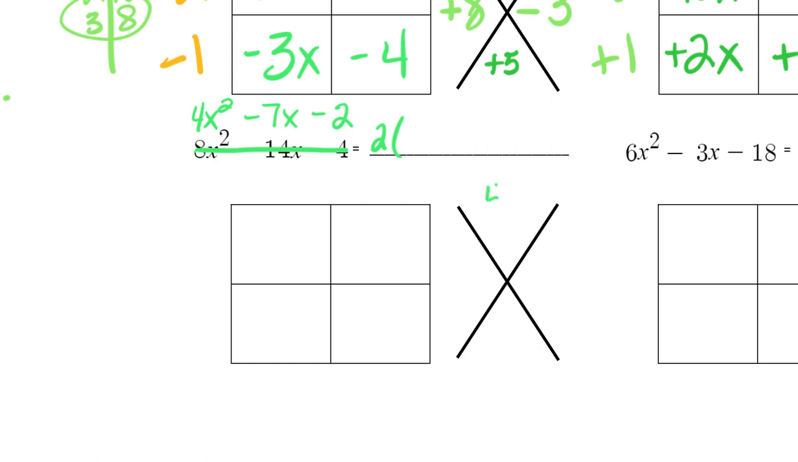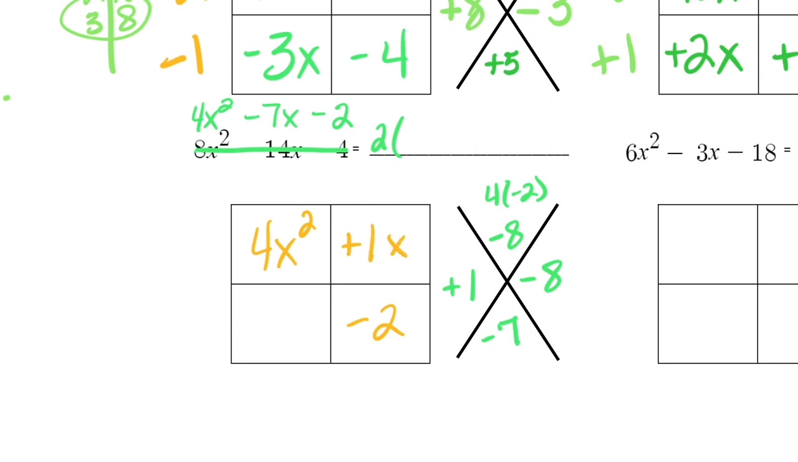So I'm going to use my factors. 4 times negative 2. So this will be a product of negative 8, but a sum of negative 7. So I know they both, I need one of each, right? I need it to be negative, so the larger number will be negative. So what would this be? 8 and 1. So when I go to fill in my table, I use the 4x squared minus 2. And then I have a positive 1x and a negative 8x.